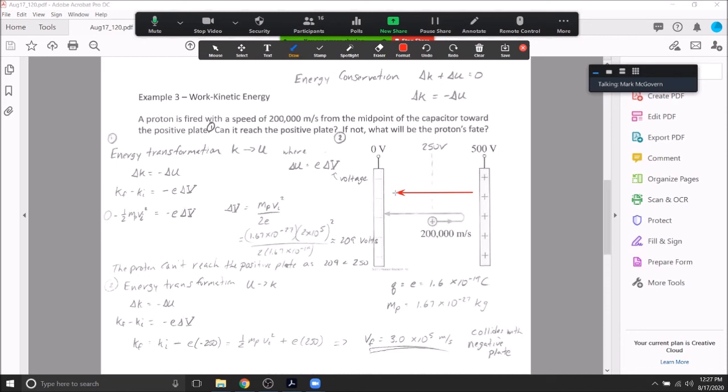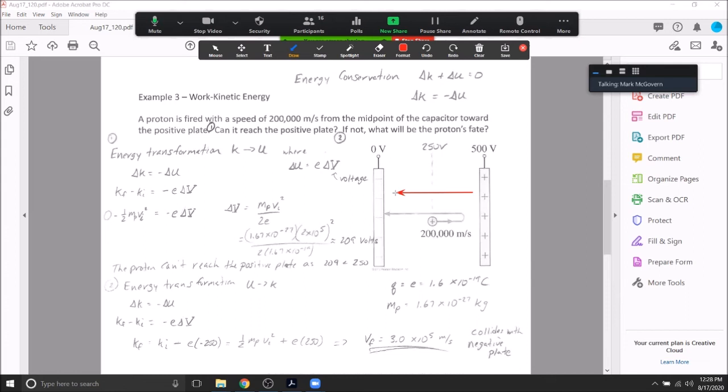Now it's initially being shot at a pretty fast, no, not too fast actually for a proton. The idea here is that it's shot at the midpoint, and again, something that you don't know yet is that the potential decreases linearly between the plates. So in the middle, it's at a potential of 250 volts. And so a potential difference of 250 volts is going to cause this thing to slow down. The question is, does it hit the plate or not?